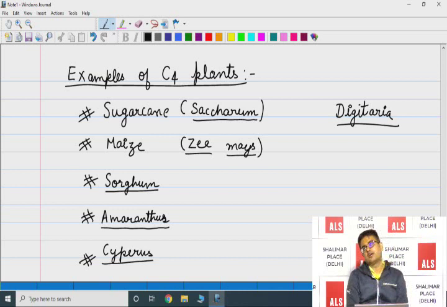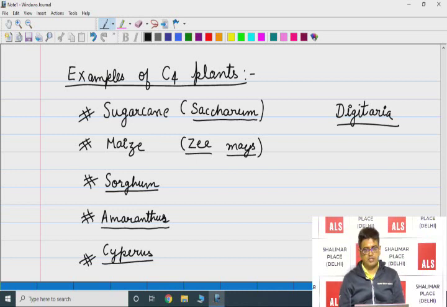An indirect question can be asked: which among the following plants, they will give 3 C3 plants and 1 C4 plant, has 2 types of chloroplast? The language of the question can change. They will not ask you directly about a C4 plant. They will ask you indirectly, which of the following plants has 2 types of chloroplast. So sugarcane has, maize has, sorghum, amaranthus, cyperus, all C4 plants, right? So this type of question can be asked.